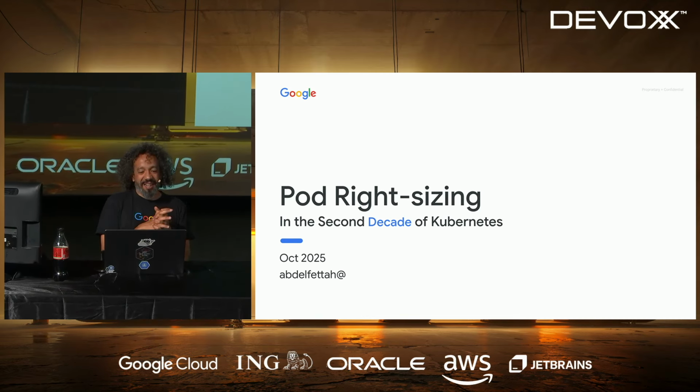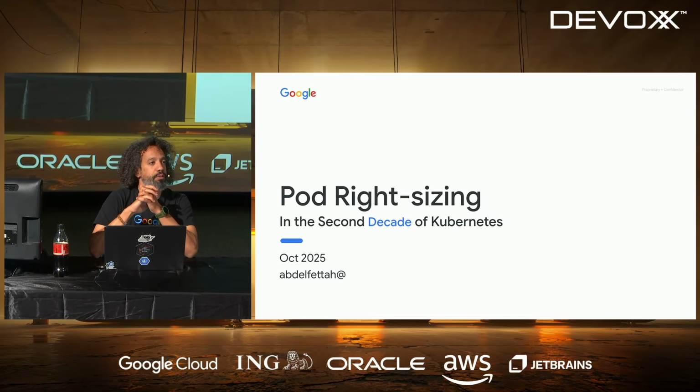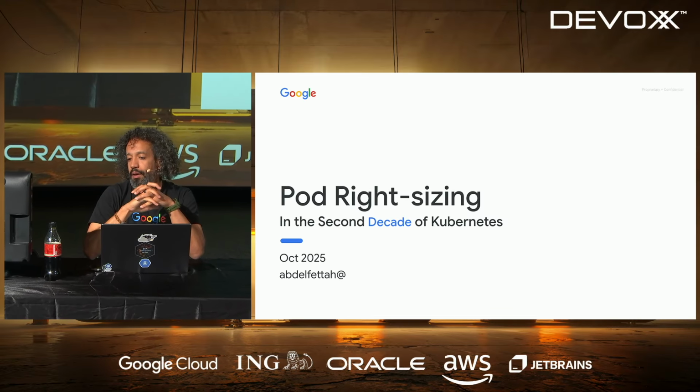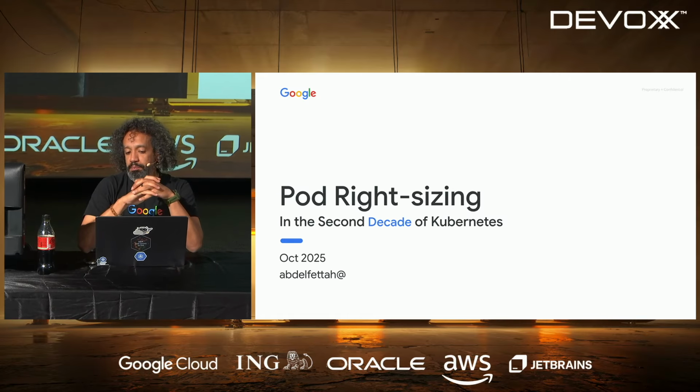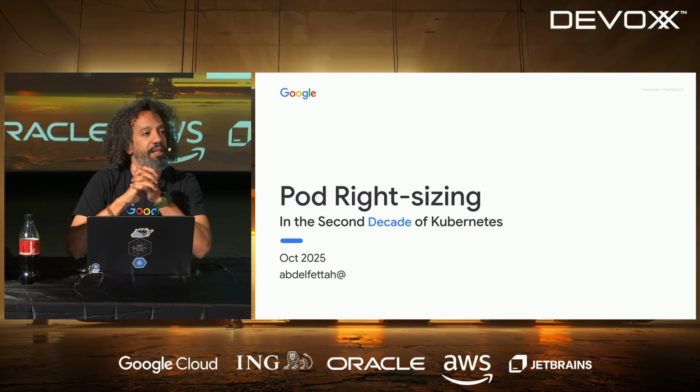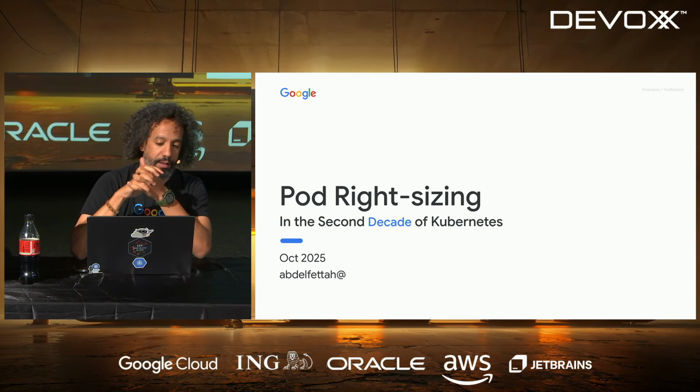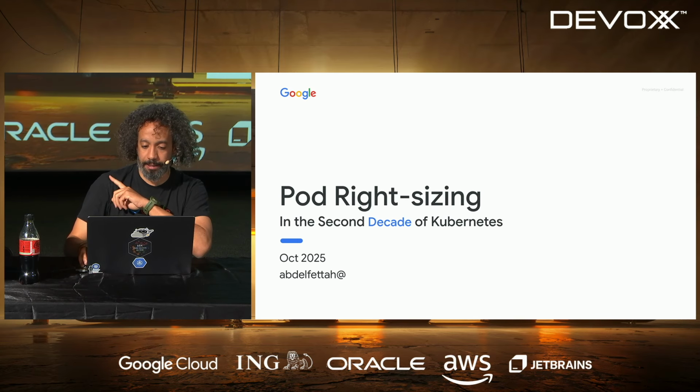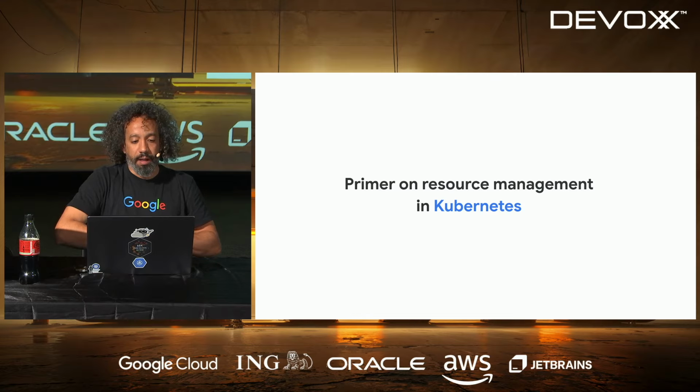The talk is really focused on one particular feature that was added in Kubernetes 1.27 that hopefully will make pod resizing easier in Kubernetes. I'm also going to touch a little bit on the future of what that looks like. But before we get started, let's go into the basics.